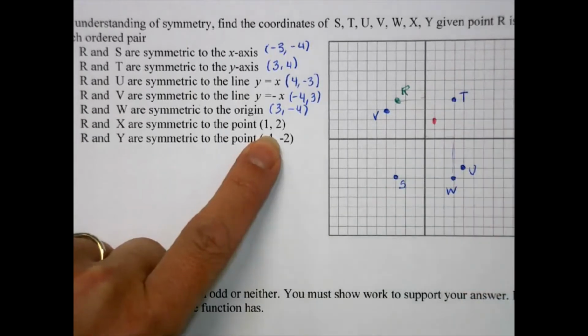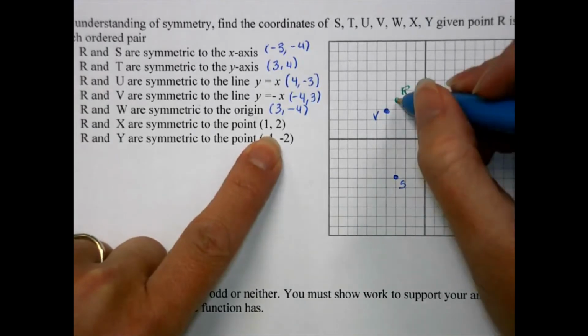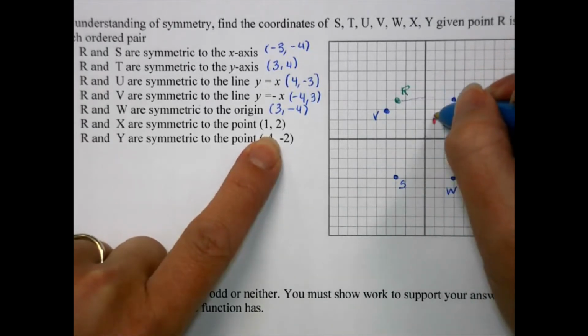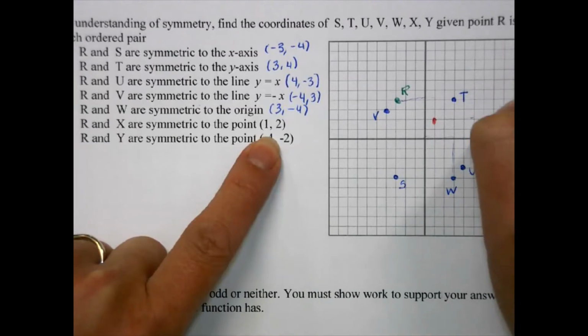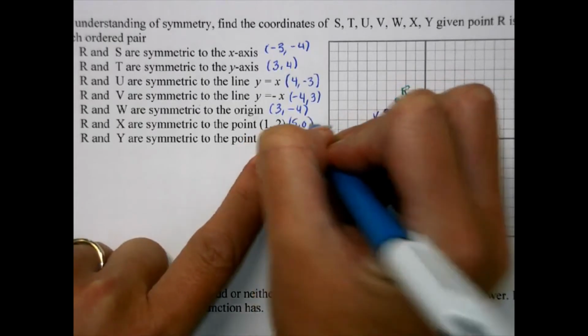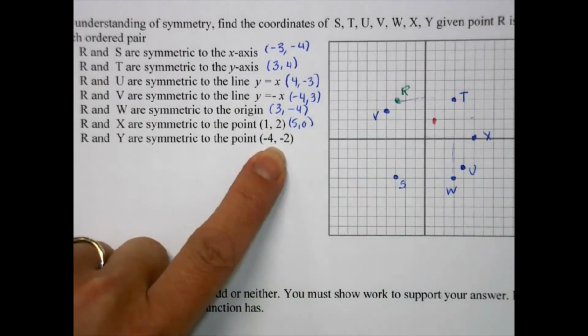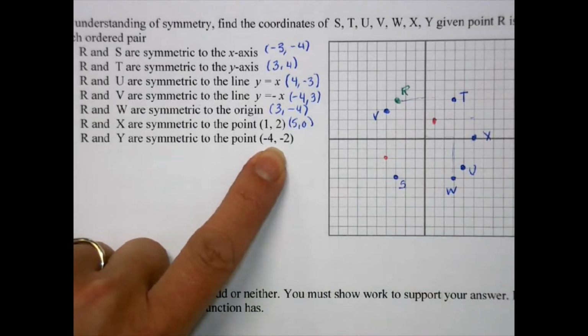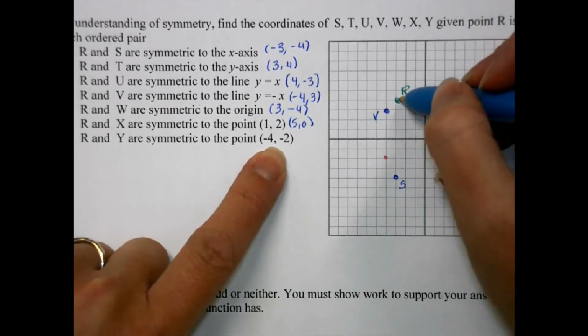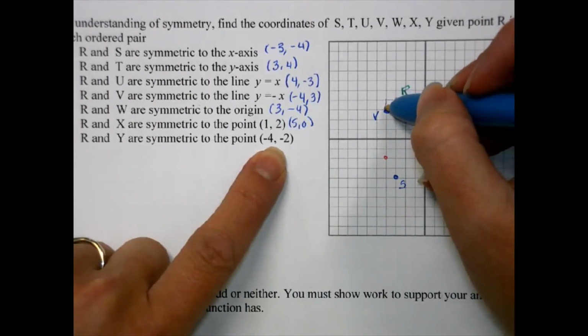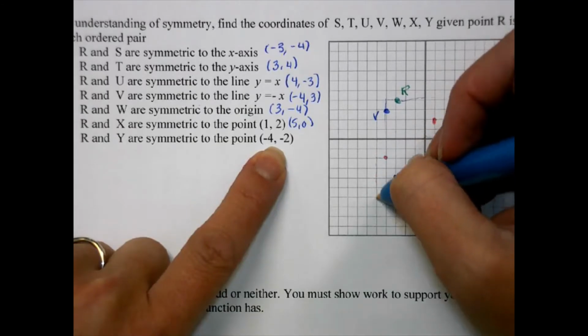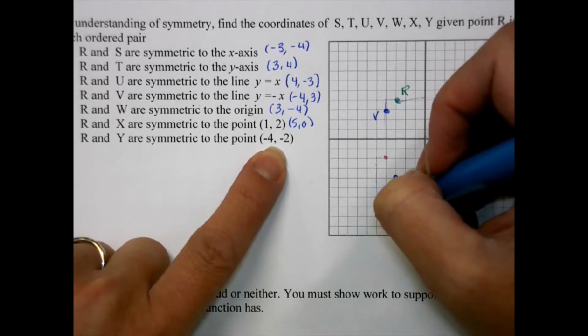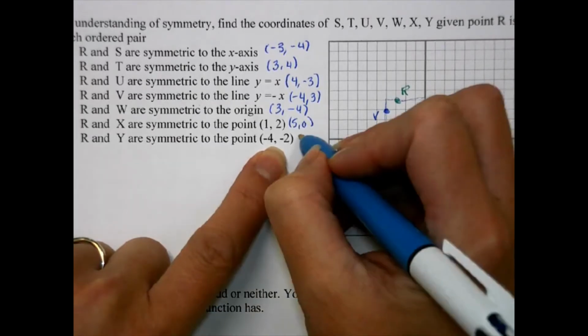And if it's going to be symmetric to that one, just like I did with the origin, I'm going to stair step. So we're going over 4, down 2. So I'm going to go over 4, down 2. So that's at 5, 0. And then the point -4, -2. So this one we're going to stair step. So I'm going back 1, down 6, and going back 1, and down 6. The coordinates for that are -5, -8.